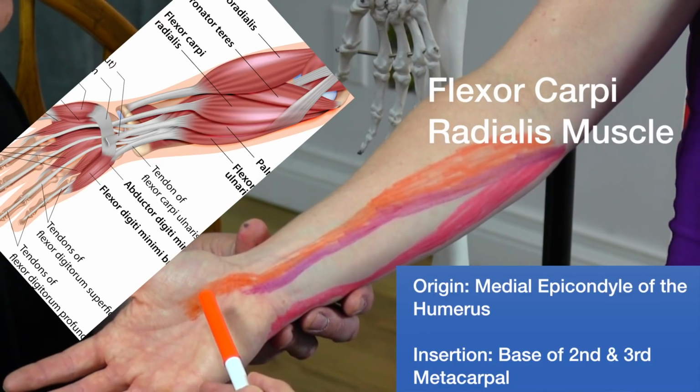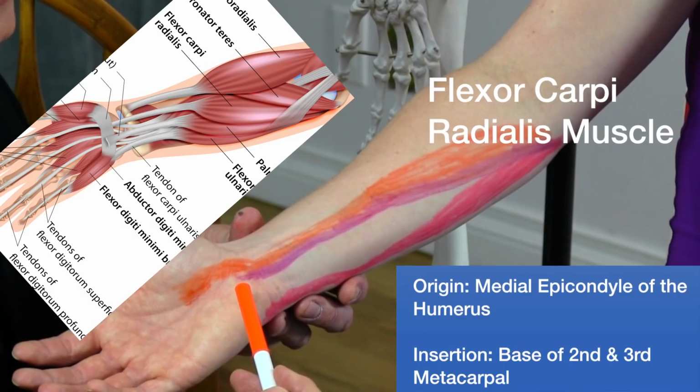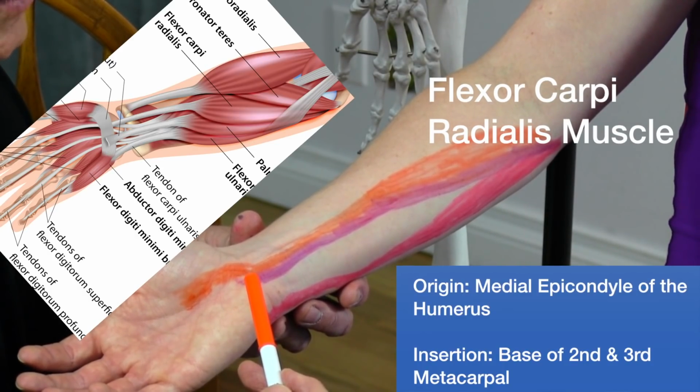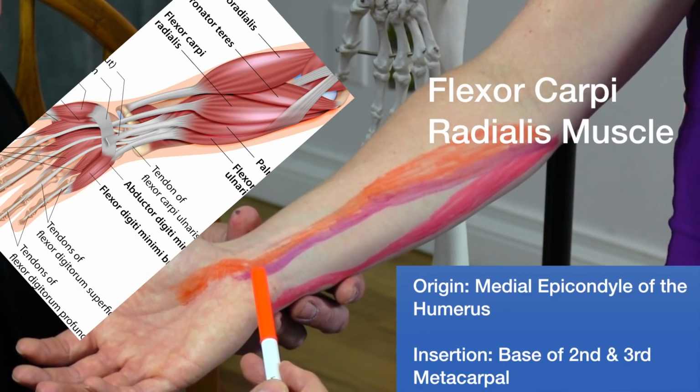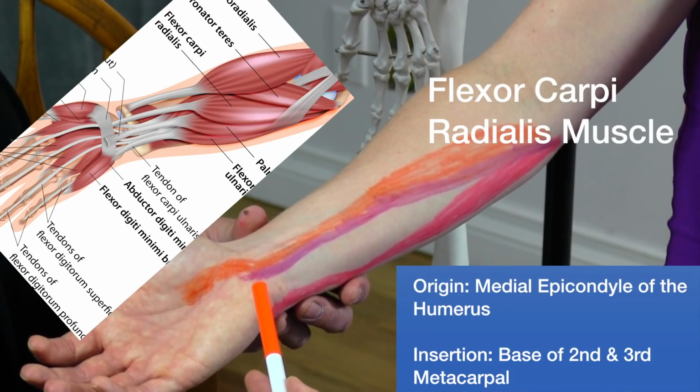Now, the actions of this muscle are that it flexes and abducts the wrist, acting on both the radiocarpal and midcarpal joints, and assists weakly in elbow flexion and pronation.